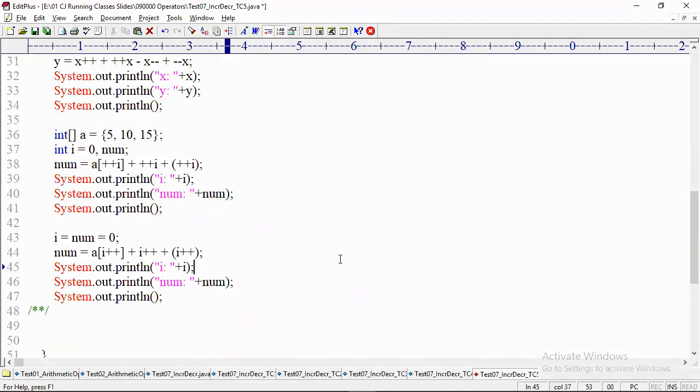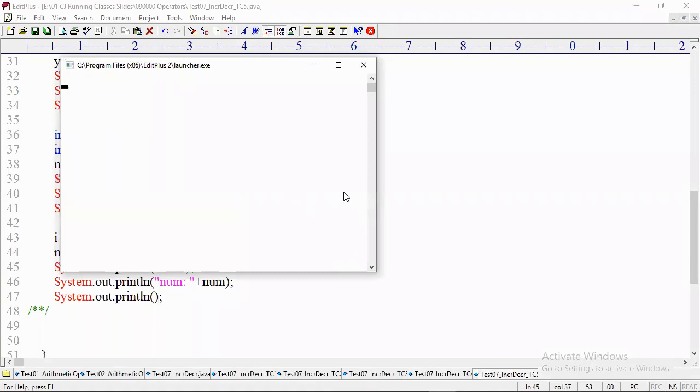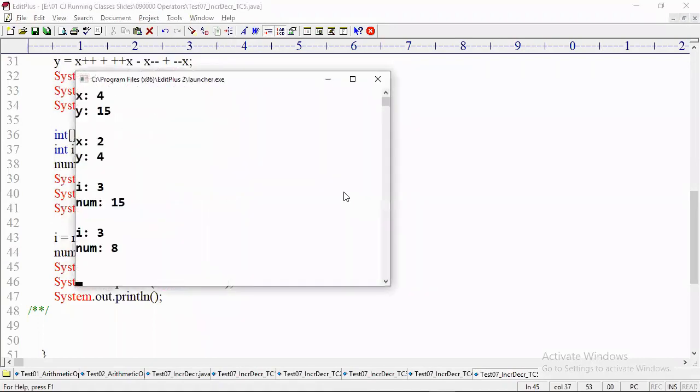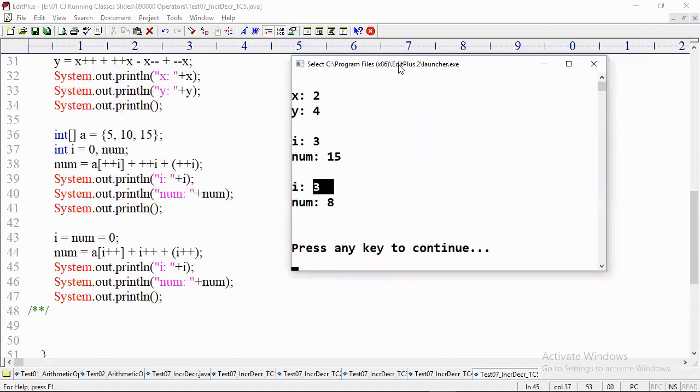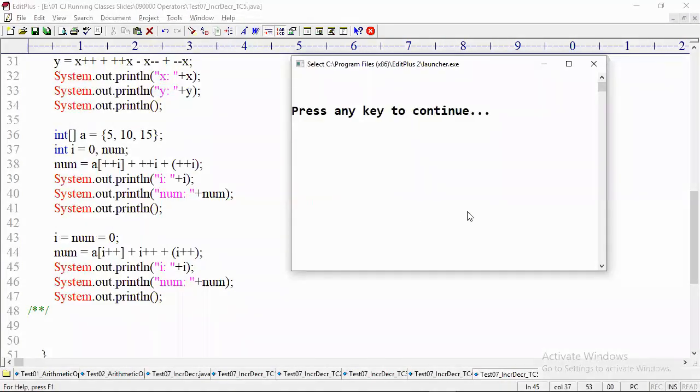Okay, did you find the answer? Control 1 compile, control 2 execute. Output is 3.8. Wonderful. Majority of people gave the answer 3.8. Some people gave a wrong answer. Please question yourself why you gave the wrong answer. Where did you commit a mistake? Just check yourself.